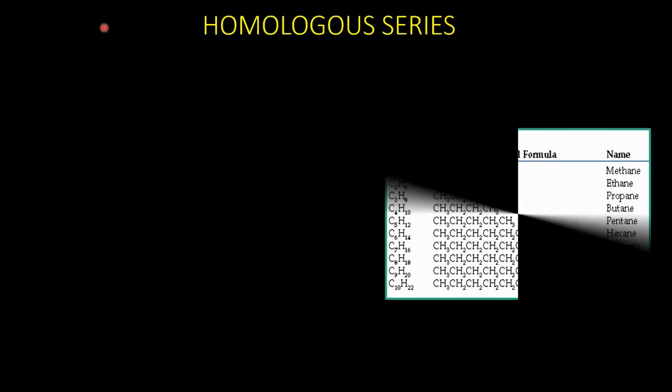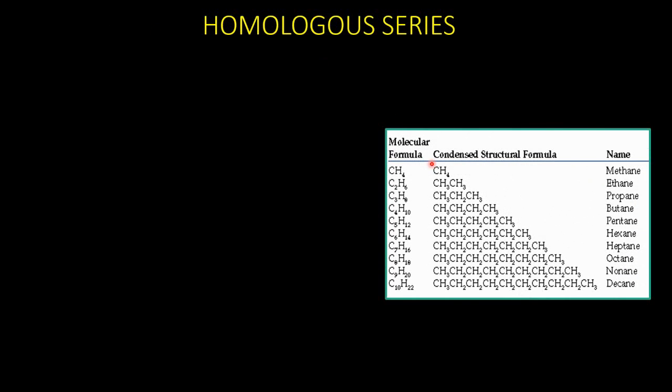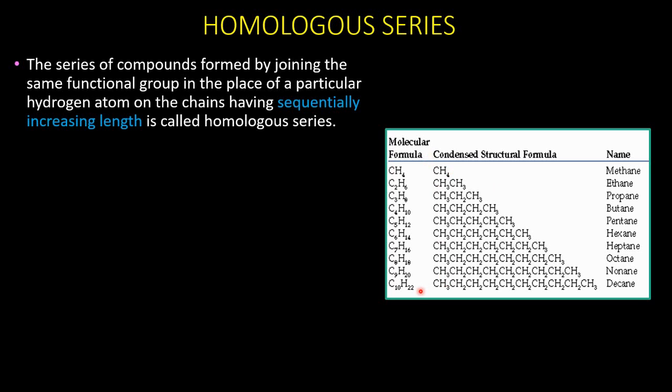So hopefully you have understood how the functional groups are getting attached to the hydrocarbon and how they change their names as well. Now we will move on to the next topic of the chapter, that is homologous series. Given is a table of a homologous series starting from 1 carbon to 10 carbon. So what is a homologous series? It is a series of compounds formed by joining the same functional group.